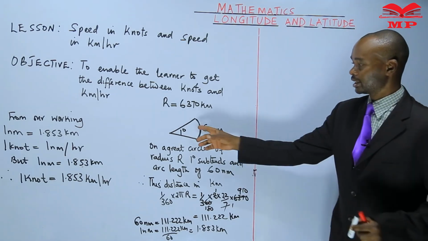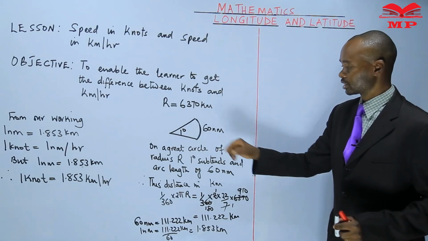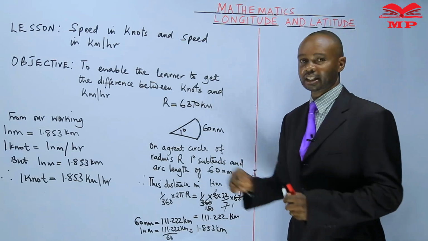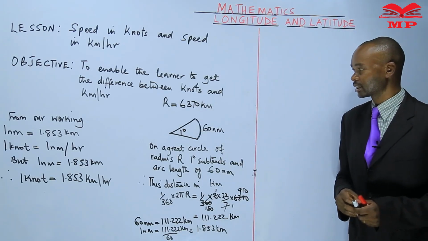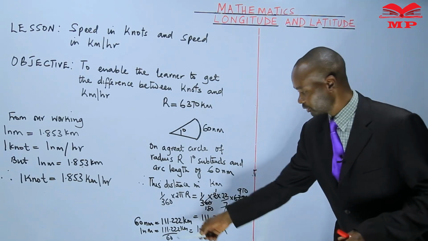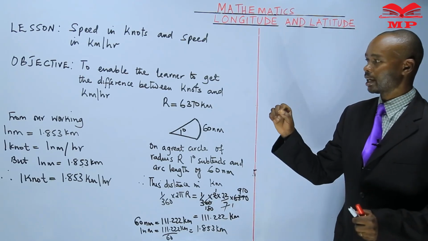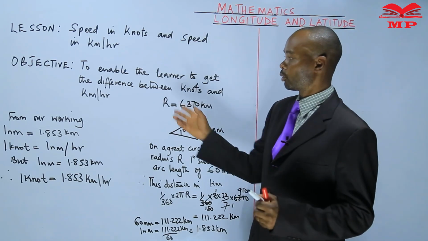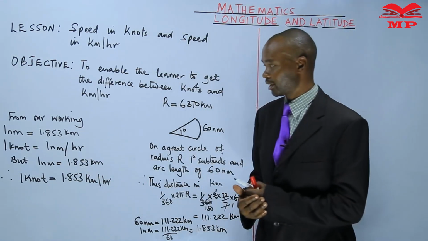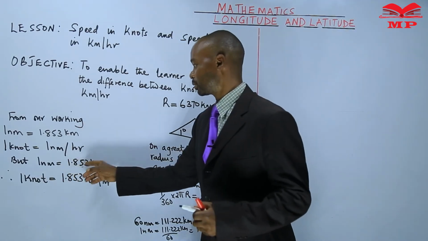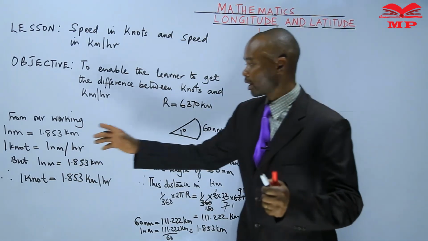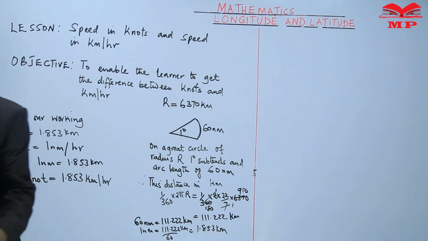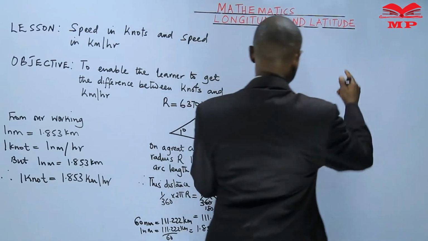Everywhere on earth, any great circle subtends 60 nautical miles. Any great circle will have radius r, 6,370 kilometers. So from there we get the relationship between a nautical mile and a kilometer. But we are told 1 knot is equal to 1 nautical mile per hour, and 1 nautical mile is 1.853 kilometers. Therefore, 1 knot is 1.853 kilometers per hour, learner. So straight to an example where we shall apply that.